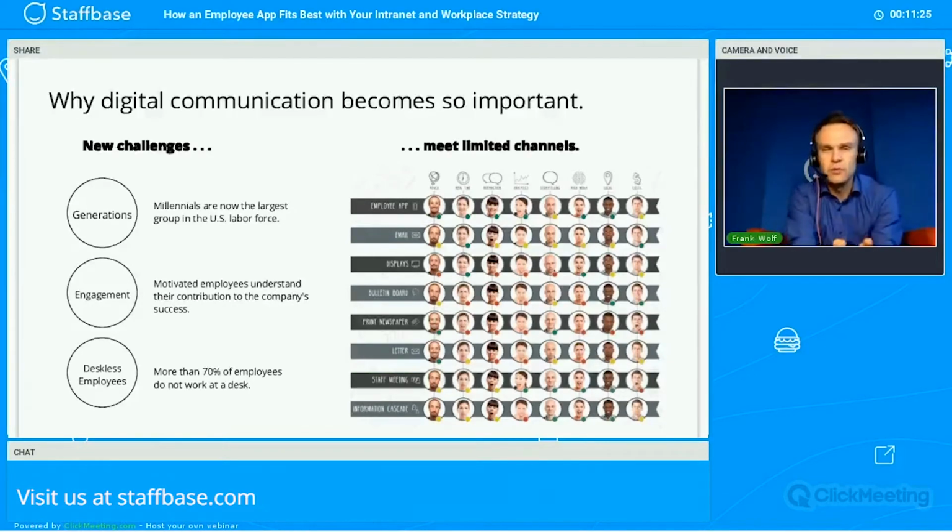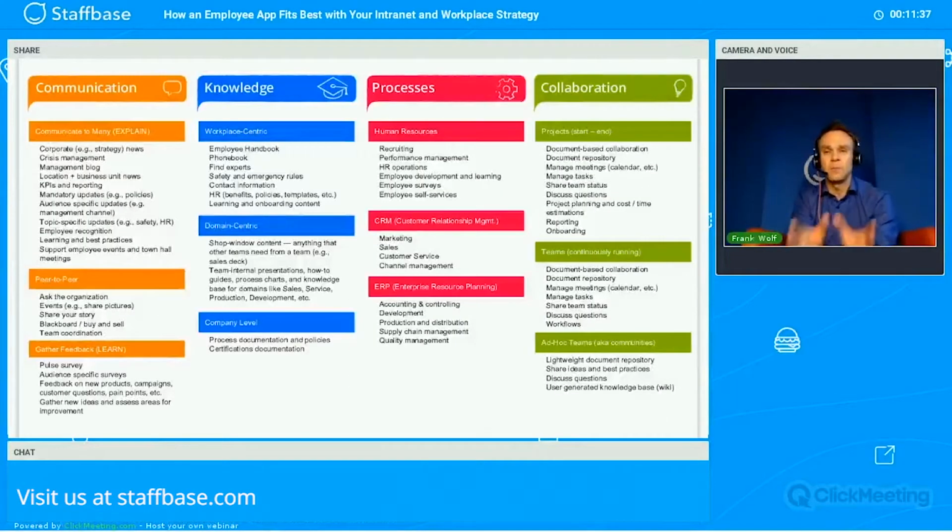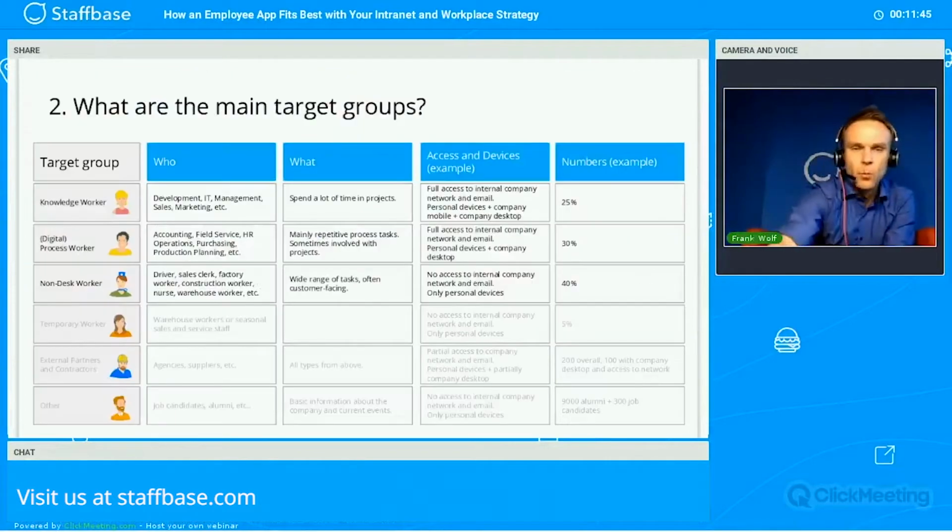So you have new challenges that meet limited channels. And that's why digital communication is getting so important. So again, coming back to this picture, that's an overview of use cases for the digital workplace, and that's part one of the requirements. What happens now is something that many organizations really forget as part of their digital workplace strategy. It's a look at the main target groups.